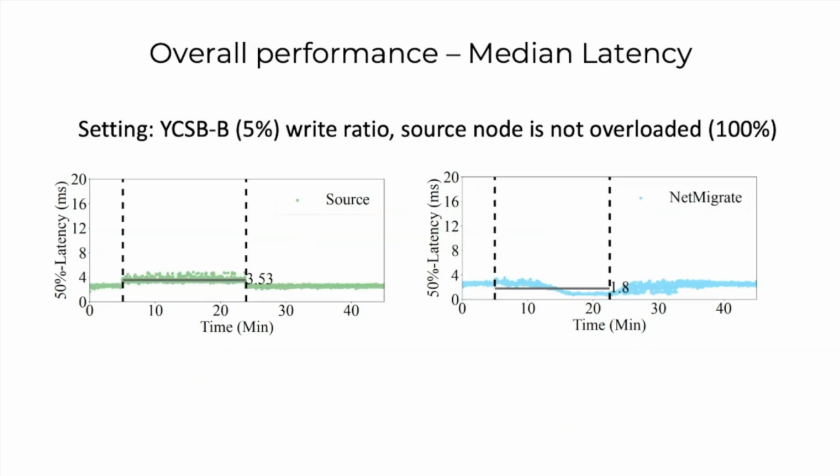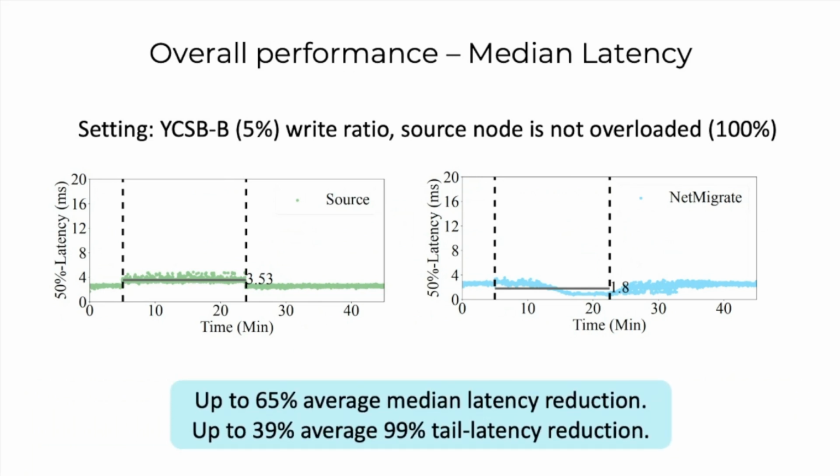Next, let's look at the median latency. Source has a higher median latency compared with without migration because the queries and migrations are queuing up in the processing queue of the backend storage. However, NetMigrate can offer even a lower median latency compared with without migration. This is because the source and destination share the query pressure. So still compared with 3 baselines, NetMigrate can have up to 65% average median latency reduction. And for tail latency, it can have up to 39% reduction.